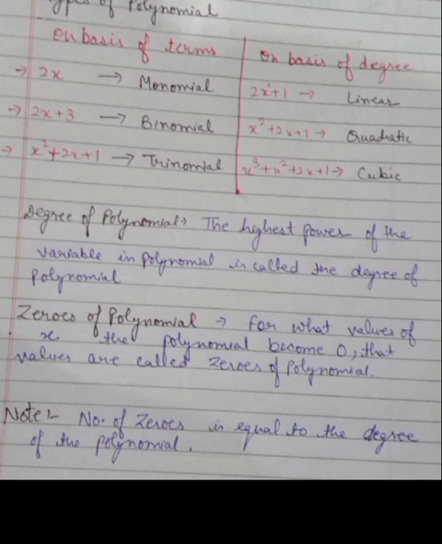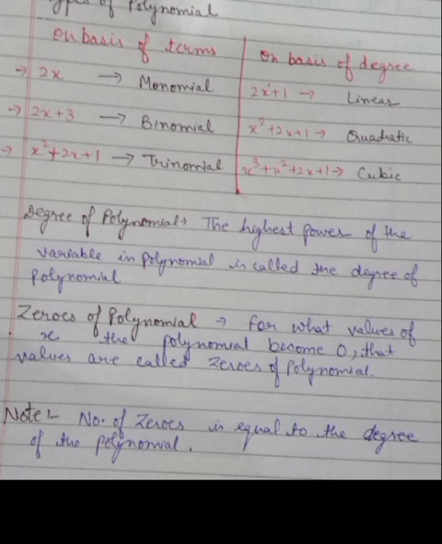So if we have power 3, when we solve this equation, we will find three values of x with which the whole polynomial will become 0. Those three values will be the zeros. I hope you understand what the degree of a polynomial and the zeros of a polynomial are.